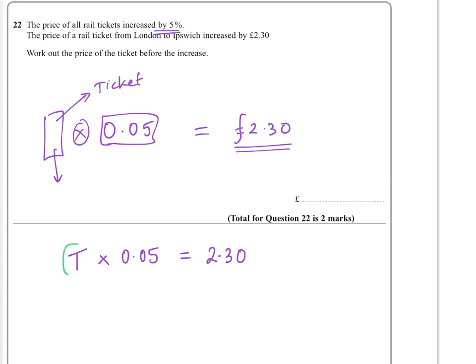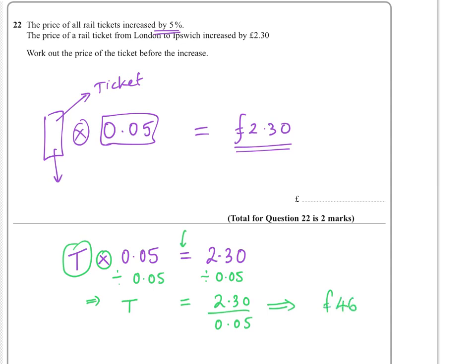Now, if we want to isolate T here, all we've got to do is divide both sides by 0.05 because the operation was multiplication here. Do the same to both sides because it was a balance, indicated by this equal sign. And we would therefore have T is equal to 2.30 divided by 0.05, and our calculator comes to the rescue. So 2.30, you don't need to write the 0, divided by 0.05, and that would be £46.